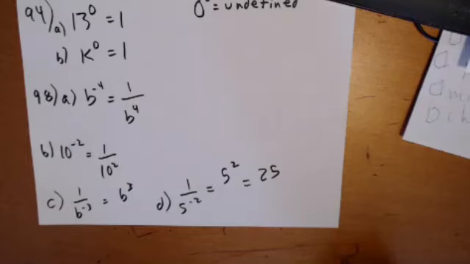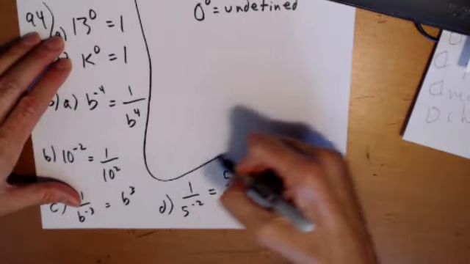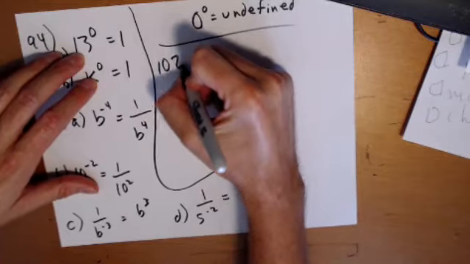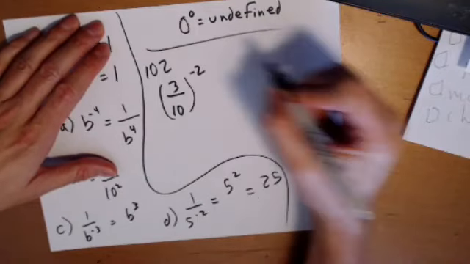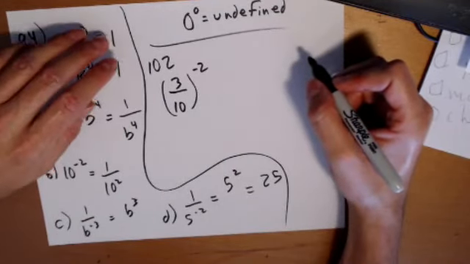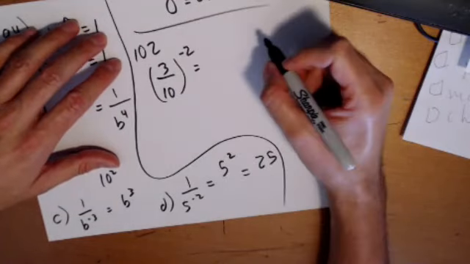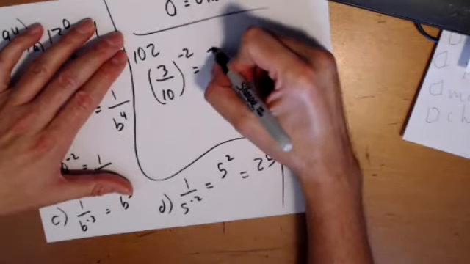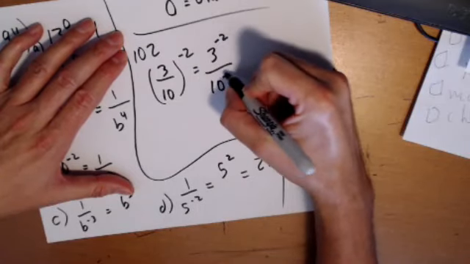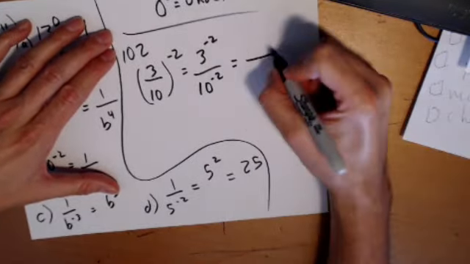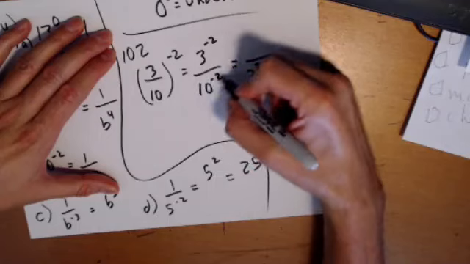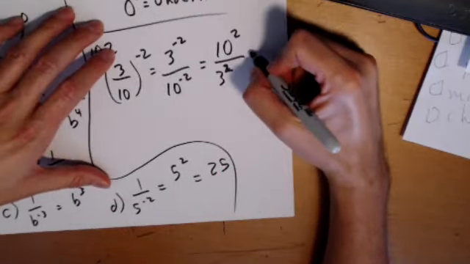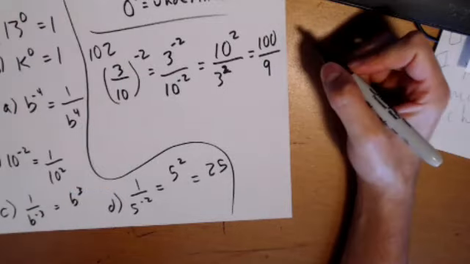Oh, fractions. Oof. Okay. 102 is good. Pay attention to this one. 102. 3 over 10 to the negative 2. Couple ways you can do this. So here's one way. The negative 2 is talking to each of them, so you might say, oh, that's 3 to the negative 2 over 10 to the negative 2. Cool. And if it's 3 to the negative 2 upstairs, doesn't it become 3 to the positive 2 downstairs? And if it's 10 to the negative 2 downstairs, doesn't it become 10 to the positive 2 upstairs, which gives us 100 over 9. Aha!